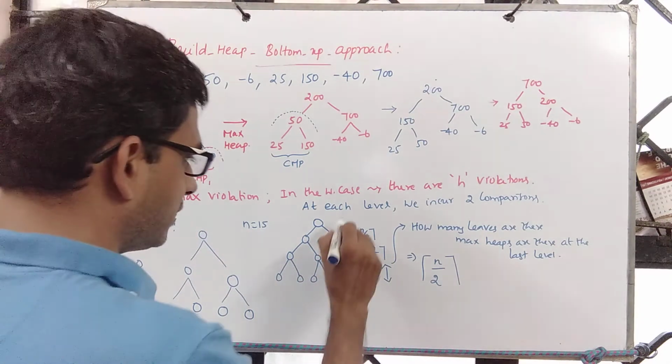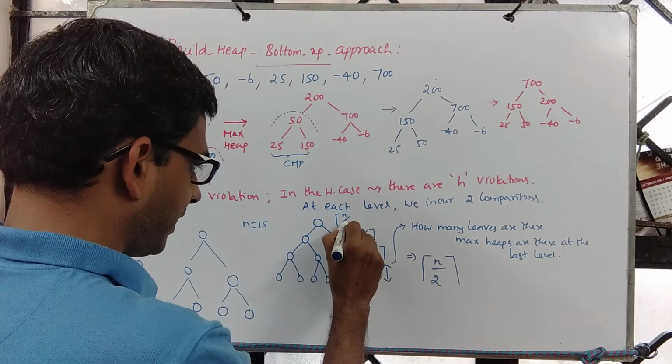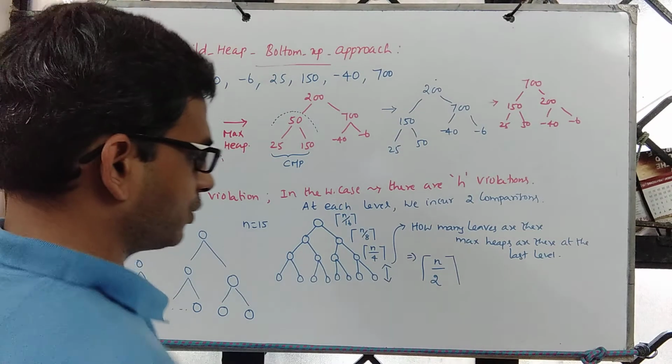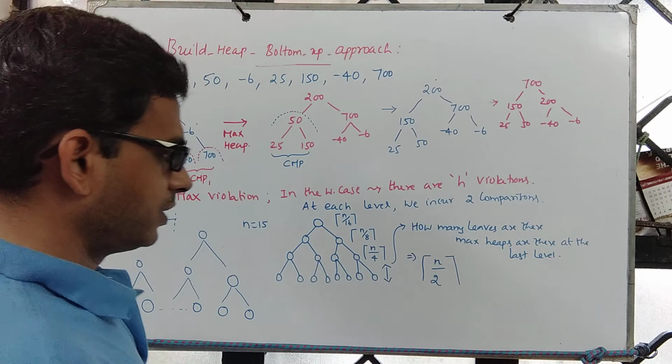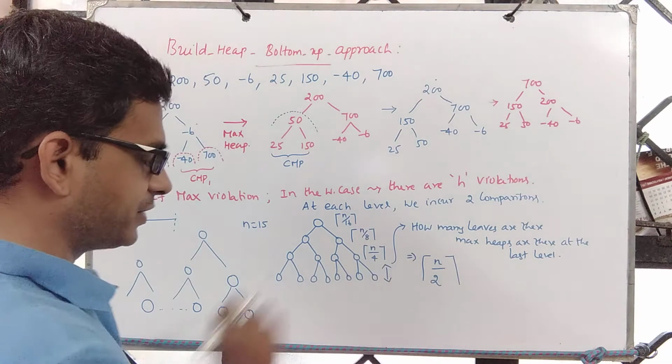So like that it goes. How many are there at this node? It is n by 16. Then we stop. So this many nodes are there at each level.